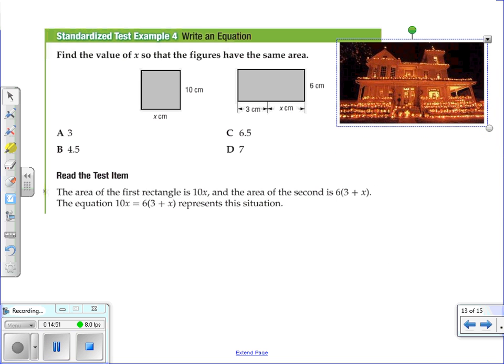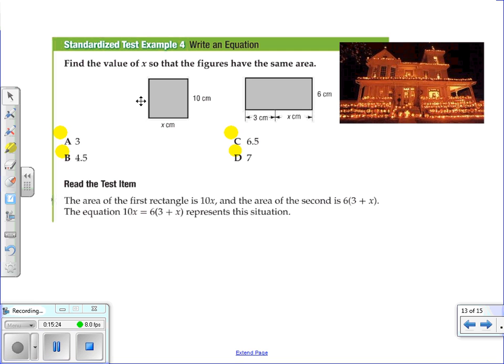Okay. We're going to write an equation. We're going to find the value of x so the figures have the same area. So we're going to figure out the equation, and then we're going to decide if the answer is A, B, C, or D. All right? So if we look at this, the area of the first rectangle, right? Area of a rectangle is what? The area of a rectangle is the length times the width, isn't it?